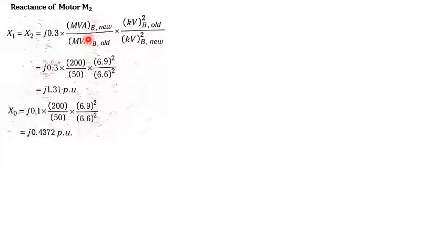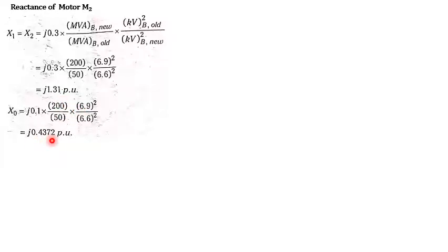Then for motor M2, we have to consider positive equal to negative, which is 0.3. The new MVA is 200, and the old value is 50. Look at this: kV base, old value 6.9, new value 6.6. So we'll get 1.31 per unit. Similarly, x0 is 0.1. Substitute the MVA and the old and new values of the voltages.